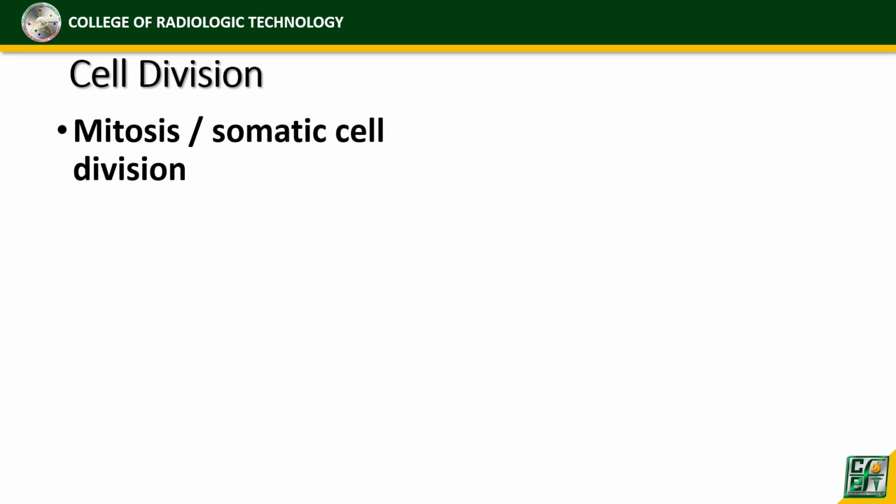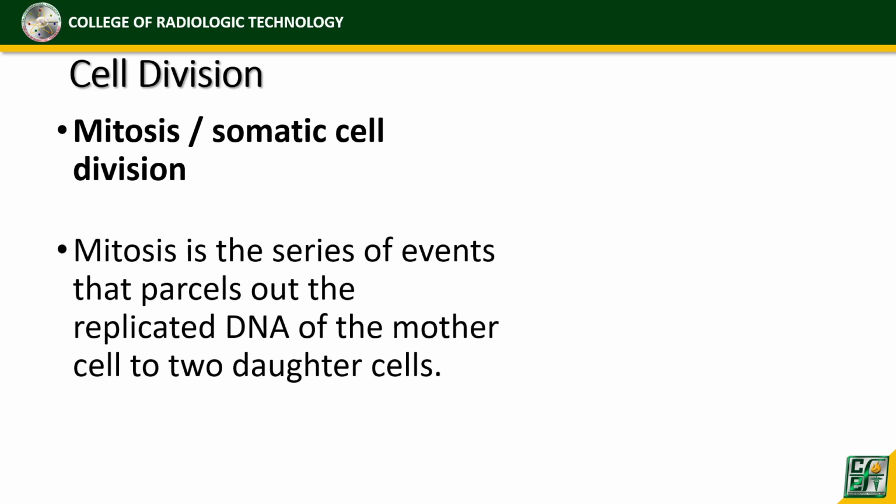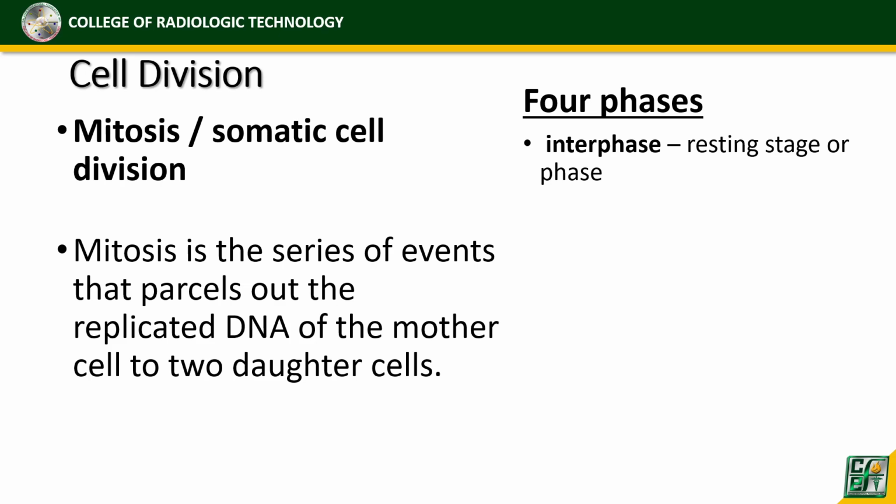So, we know that there are two types of cell division. Okay? The mitosis and the meiosis. So, mitosis or somatic cell division. Mitosis is the series of events that parcels out the replicated DNA of a mother cell to two daughter cells. Okay. So it has four phases. First phase is the interphase. It is the resting stage.